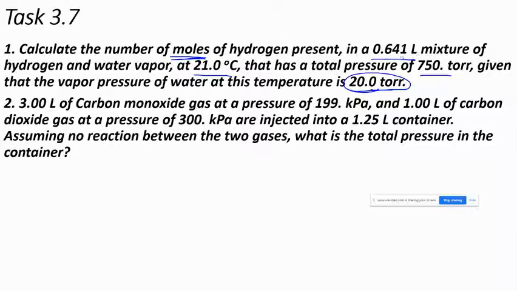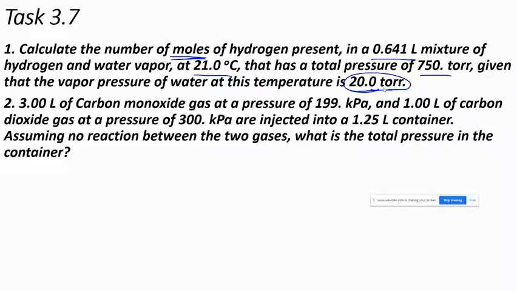Here you've got your volume in liters. You've got your temperature in Celsius, but remember you must convert that into Kelvin, and then make sure that you're using an R value that deals with torr. And this is given that the vapor pressure of the water at this temperature is 20 torr. So you're going to have to subtract 20 from the total pressure before you get started.